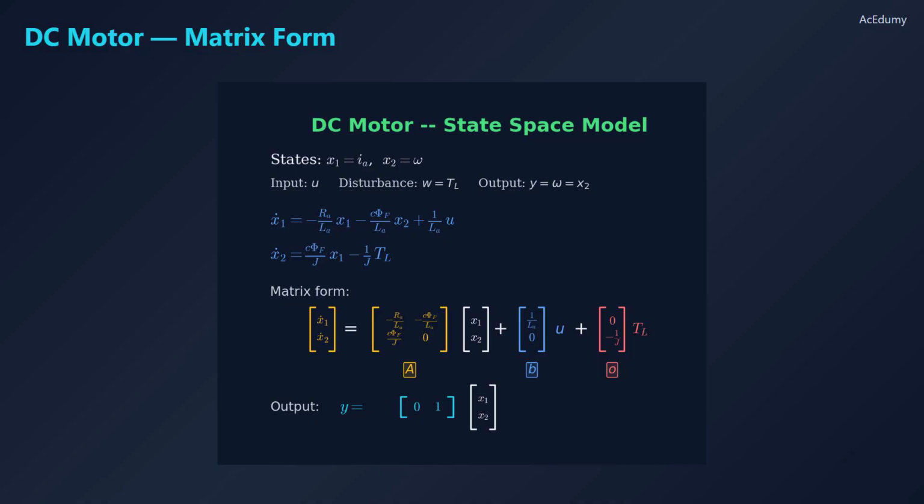The DC motor state space model in matrix form. A equals minus RA over LA and minus C phi F over LA in the first row, C phi F over J and 0 in the second row. The input vector B is 1 over LA and 0. The disturbance vector O is 0 and minus 1 over J. The output is Y equals 0, 1 times the state vector plus 0 times U. This connects directly to the block diagram we built in lesson 9. Each integrator in that diagram corresponds to one state variable.